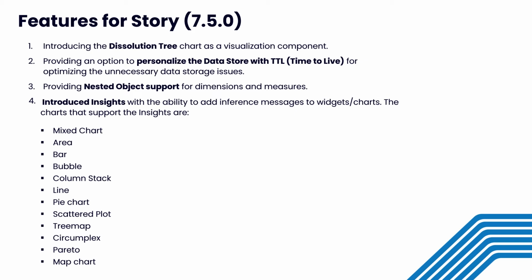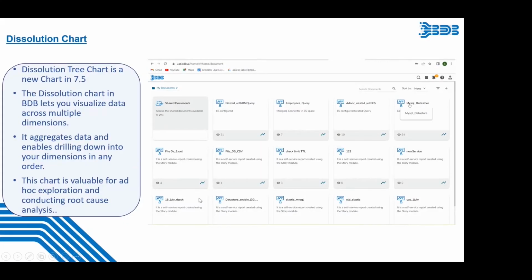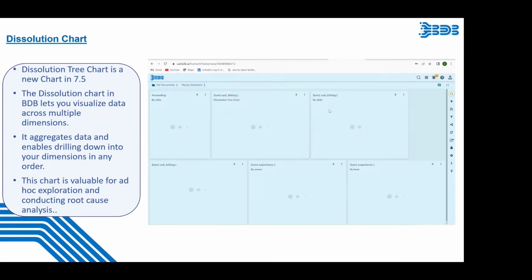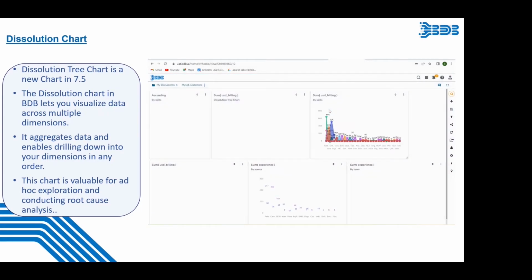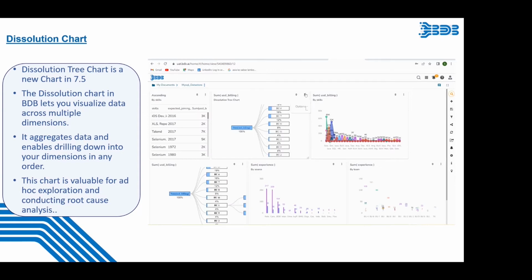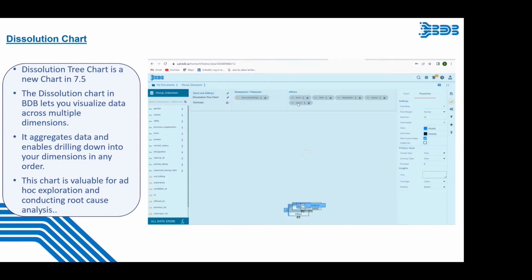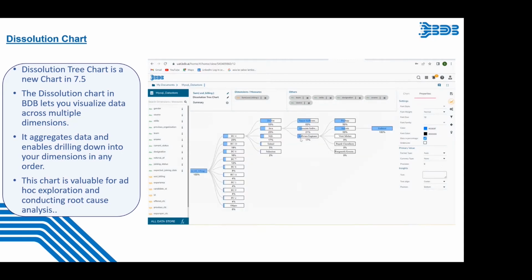So let's start with the first feature, that is resolution tree chart. This is the new feature of Business Story. The resolution tree chart is a new chart in 7.5. The resolution chart in BDB lets you visualize data across multiple dimensions. It aggregates data and enables drilling down into your dimensions in any order. This chart is valuable for ad hoc exploration and conducting root cause analysis.